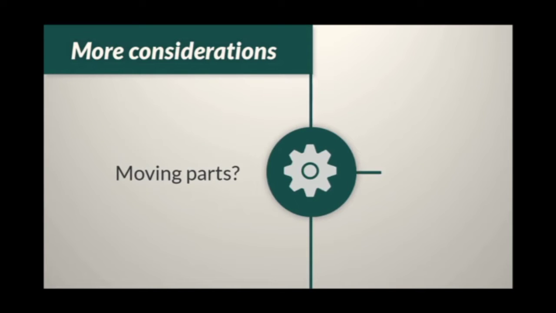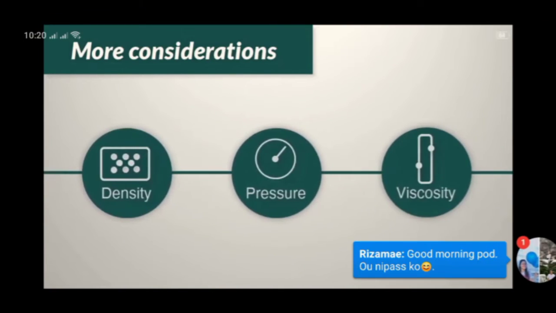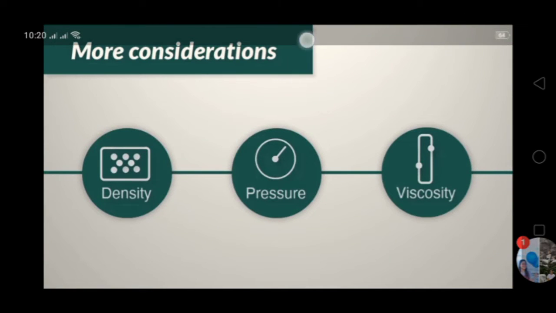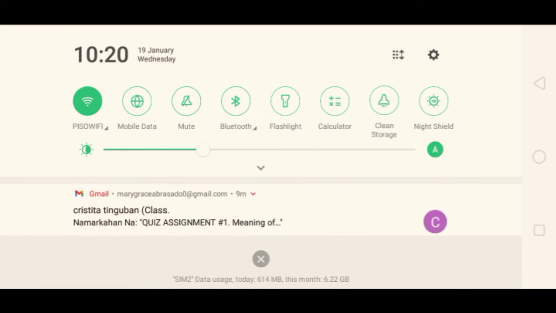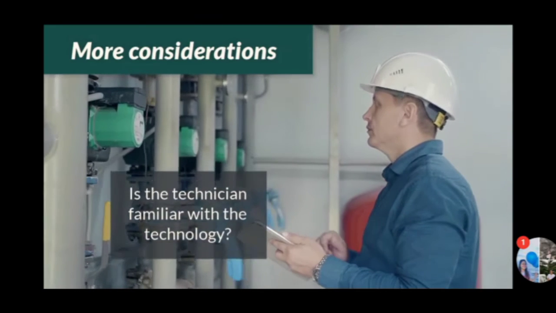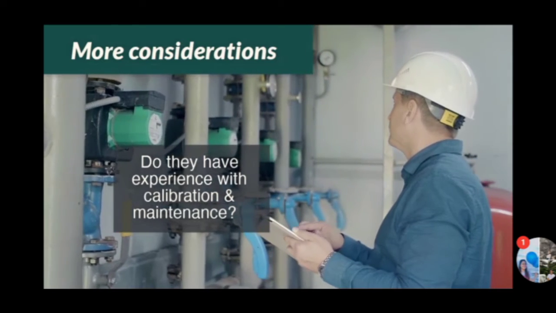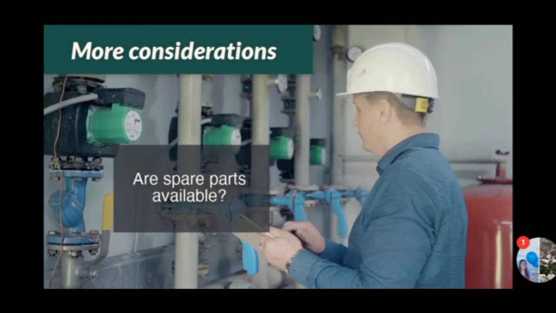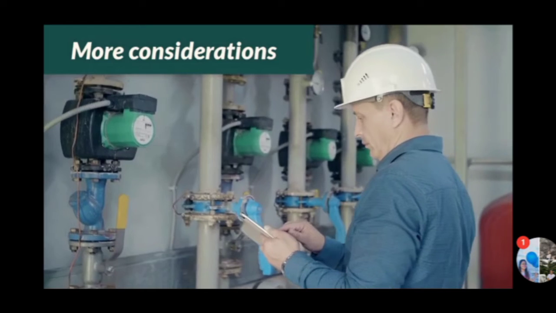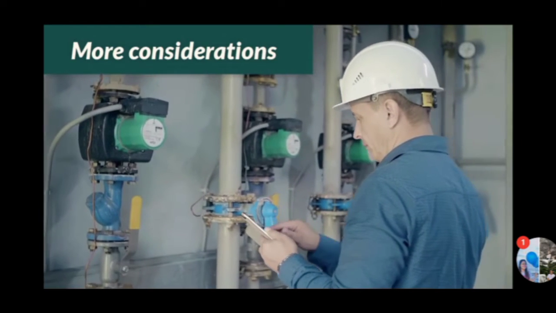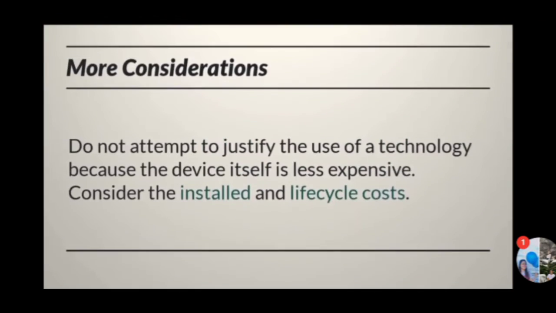With a few exceptions, the accuracy of most flow meters will be affected by density, pressure, and viscosity variations. Also consider intangible factors, such as the technician's familiarity with the technology, their experience with calibration and maintenance, and spare parts availability at the site. The cost of the installation should be computed only after taking these steps. One of the most common flow measurement mistakes is attempting to justify the use of a technology because the device itself is less expensive. Consider installed and life cycle costs.